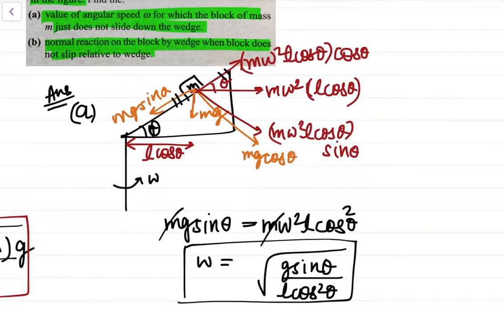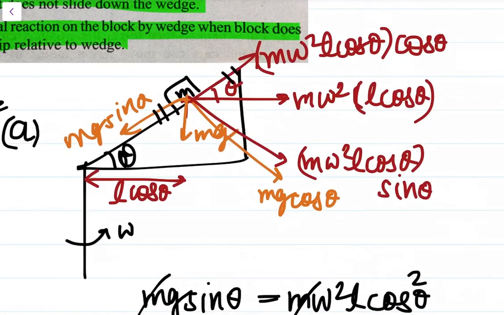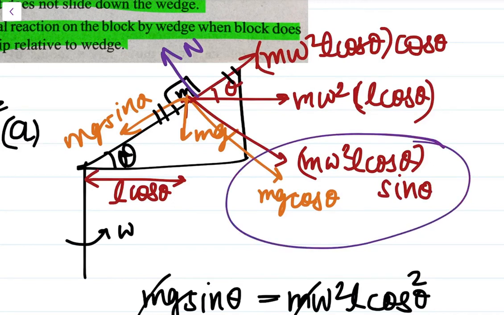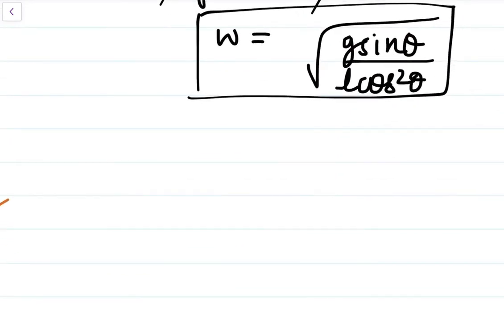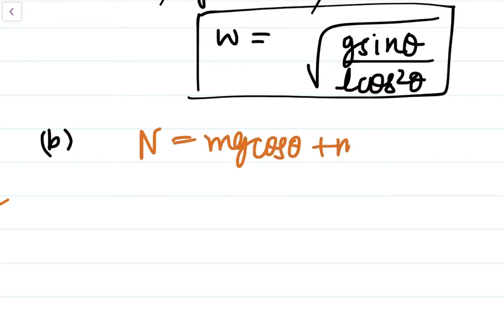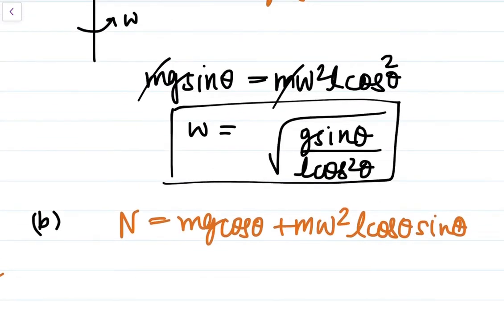And we needed to find the normal reaction on the block by the wedge. So normal reaction, I forgot to draw it. It's okay, because normal reaction will act in this direction, so obviously it will support these two forces. So it is pretty easy. What we have to do now, it will be normal is equal to mg cos theta plus m omega squared L cos theta into sin theta. Okay, into sin theta. Understood? And we just have to substitute this value of omega here.